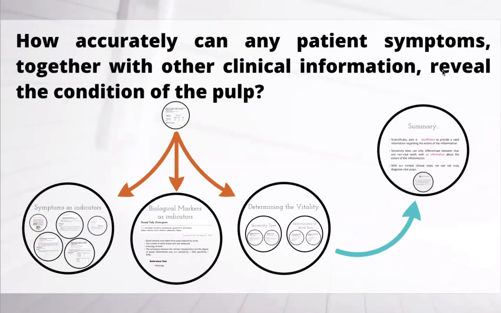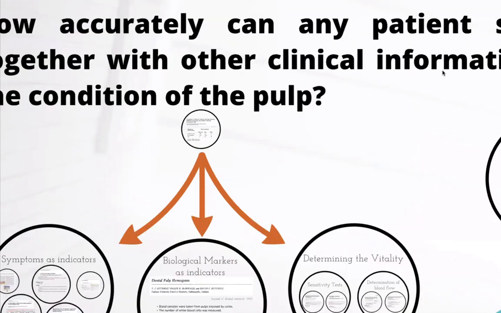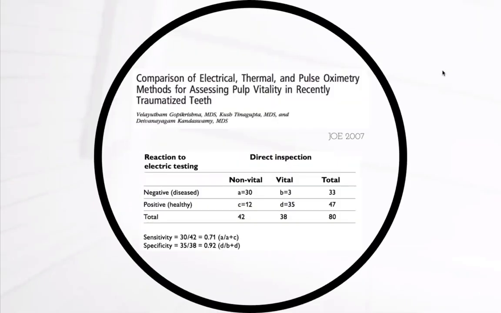How accurately can any patient's symptoms, together with other clinical information, reveal the condition of the pulp? Now, what I'm going to talk about is our diagnostic tools or any other information. Can they help us to see whether the pulp is truly irreversible or not? And to begin with, I'd like to share this quick slide to explain the difference between sensitivity and specificity.